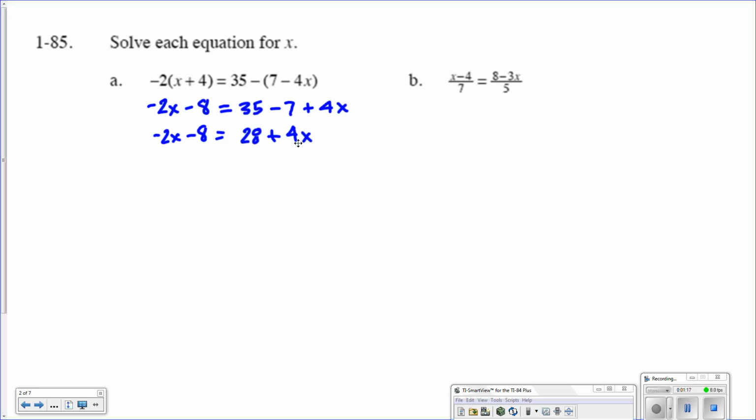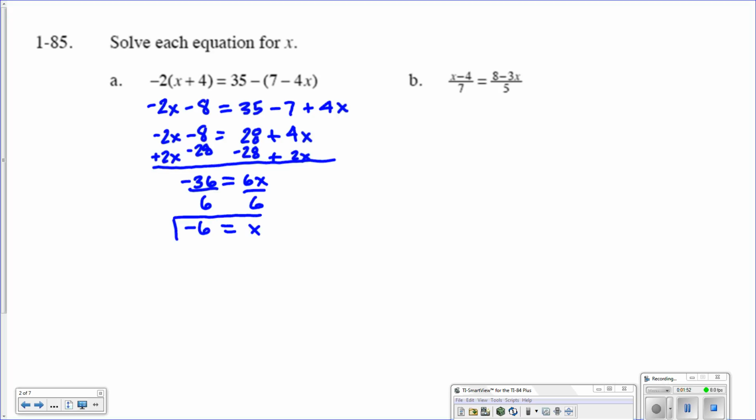So I'm going to add my 2x across. And in the same step, just so I can kill two birds with one stone, I'm going to subtract 28 from each side. So -8 minus 28 should be -36. 4x plus 2x should be 6x. Now I'm going to divide by 6, and I should end up with my answer. Answer would be -6. X equals -6. I'll show you how to check it here in just a moment.